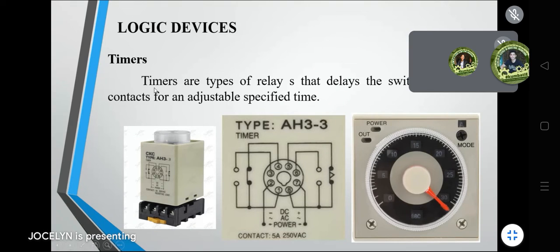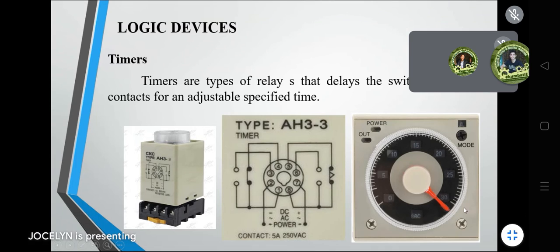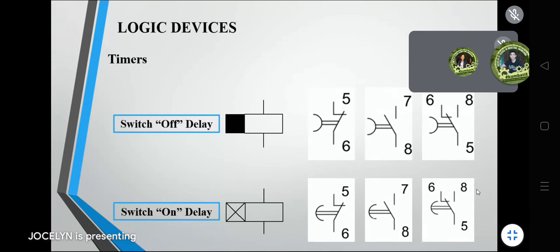Okay, so relays, timers. There are types of relay that delay the switching of its contact by an adjustable specified time. So we can delay with the use of a relay. We can set the timers, guys, from 30 seconds to 25 seconds, so it depends on whatever you need to use it for. So here, we can have it switch off delay.